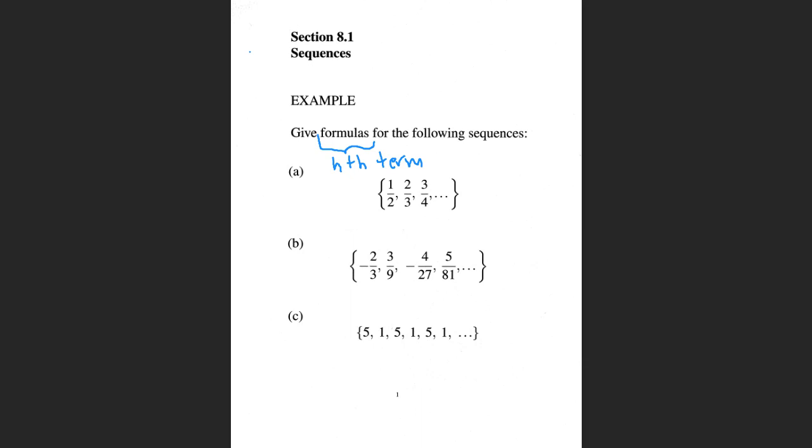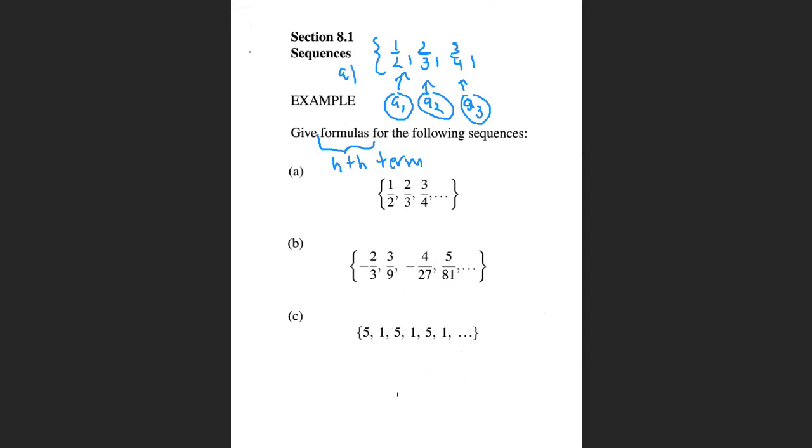Okay, if we look at the first sequence, it starts at a half, and then the next term is 2/3. So the half is a sub 1, 2/3 is a sub 2. This is how we denote terms of the sequence. A sub 1 is the first term. A sub 2 is the second term. 3/4 is the third term, a sub 3.